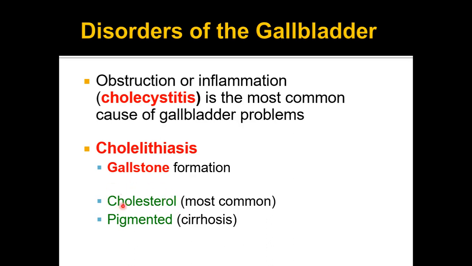A cholesterol gallstone is the most common type, and is usually formed because cholesterol is being metabolized faster than the bile can release that cholesterol. So cholesterol concentration increases so much in the bile that it starts to precipitate out of that bile solution and starts to crystallize. Pigmented gallstones are less common, and these are associated with liver cirrhosis. Pigmented gallstones, they're really dark brown and sometimes even black. Cholesterol gallstones, those are the greenish yellow gallstones.